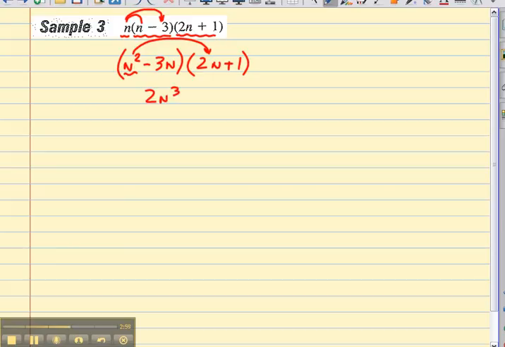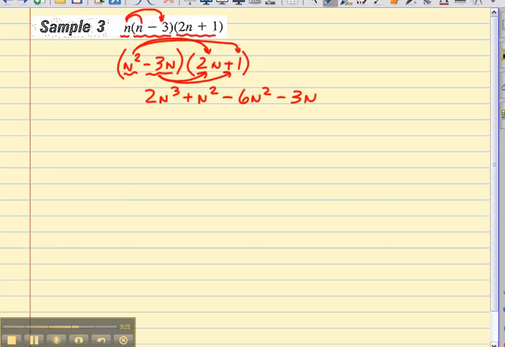And then what? Then you do n squared times 1. And that gives me what? So plus n squared. Good. Millet, take the next one. Negative 3n times 2n, and what's that give me? Negative 6n squared. Good. And then the last one? Negative 3n. Okay.